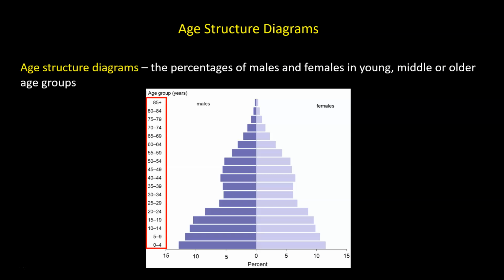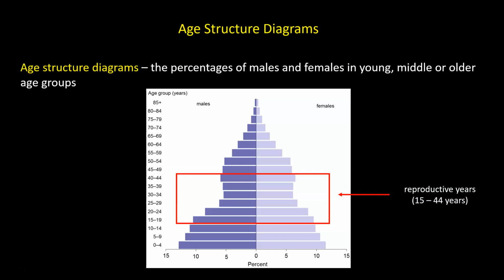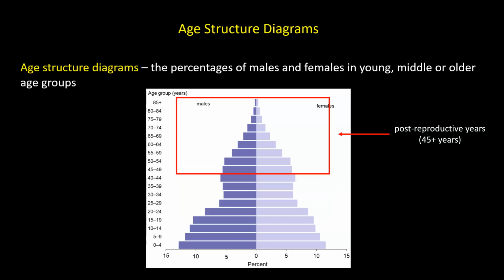The diagram is arranged by ages in 5-year increments. The percentage of males is shown on the left, and the percentage of females is shown on the right. The diagram also shows, sometimes in different colors, sometimes not, those that are in their pre-reproductive years, ages 0 to 14, those in their reproductive years, ages 15 to 44, and those in their post-reproductive years, ages 45 and older.